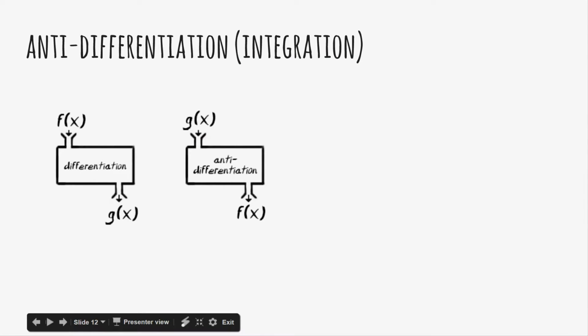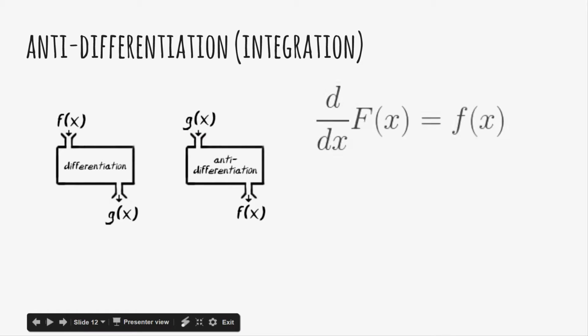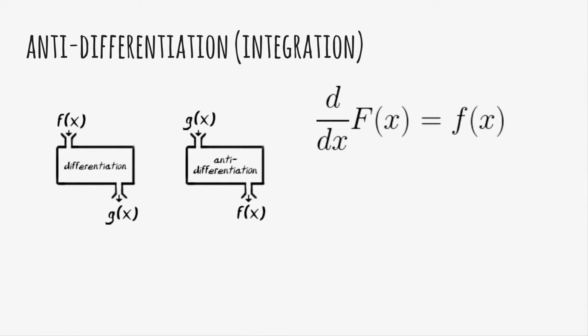Alright, on to anti-differentiation, otherwise known as integration. Anti-differentiation is literally just the inverse of differentiation. Differentiation takes a function f of x and outputs g of x. Anti-differentiation takes that g of x and outputs f of x. And so, formally, if we write the derivative of capital F of x equals lowercase f of x, then the integral of lowercase f of x equals capital F of x plus c. And capital F is the antiderivative of lowercase f.